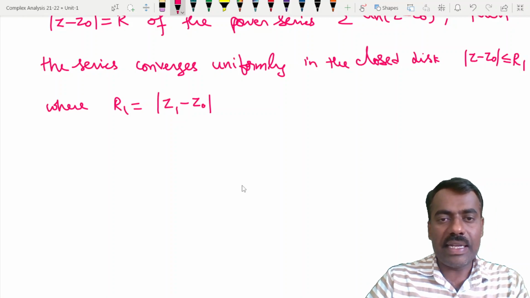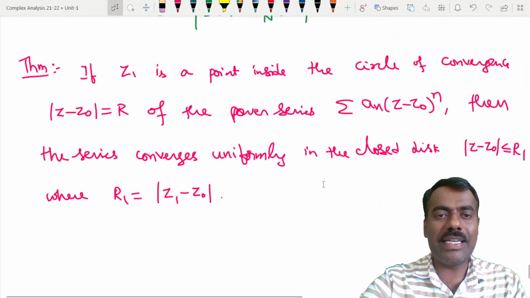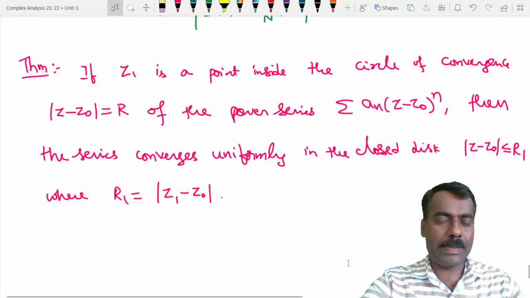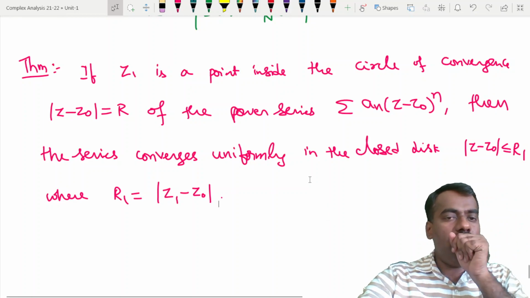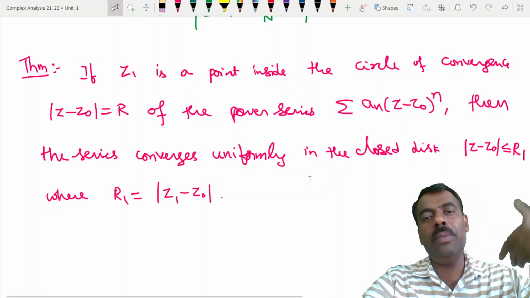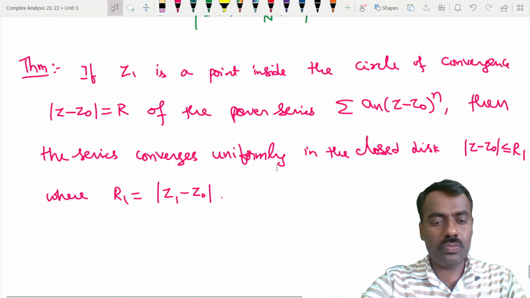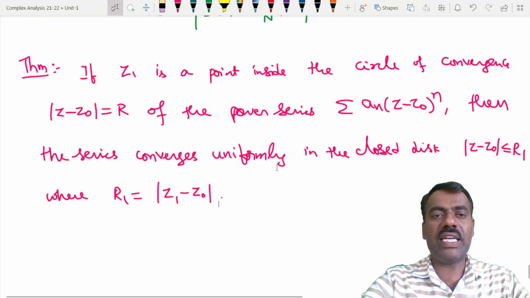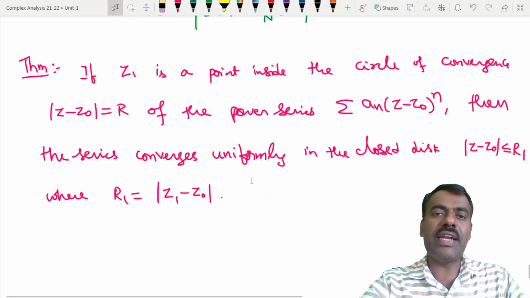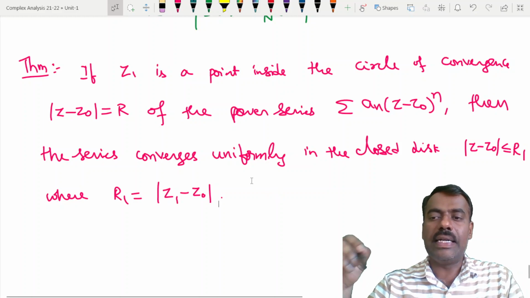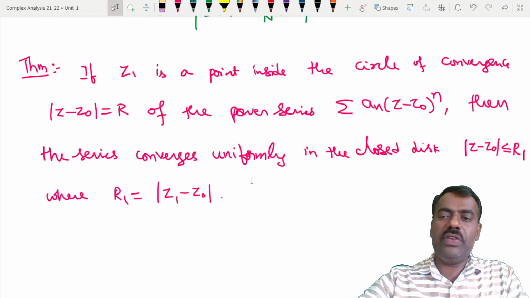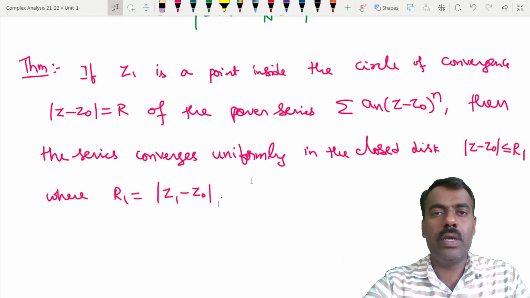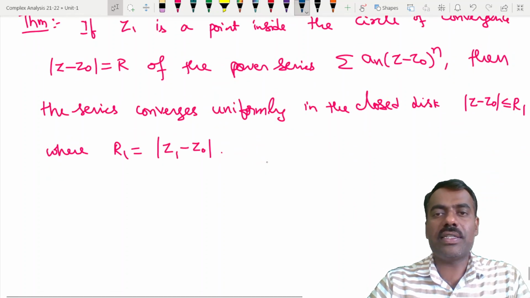Let's again understand through the picture. What it says is that if we have a circle of convergence and z1 is any point, then we know by the previous theorem that it converges everywhere inside that. Now what we are saying is that it converges everywhere inside the disk mod z minus z naught less than or equal to r1. So you change z1, you will get another disk. Okay, so let's draw this picture, then we will prove this.